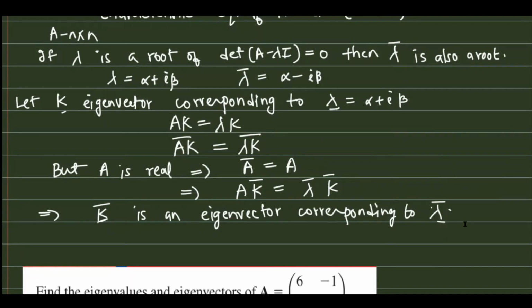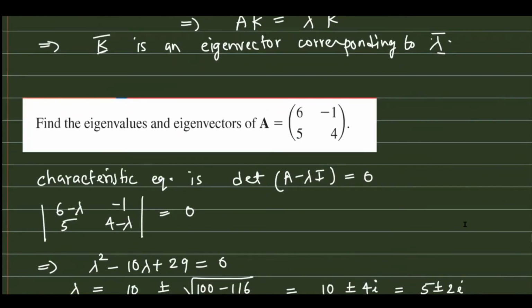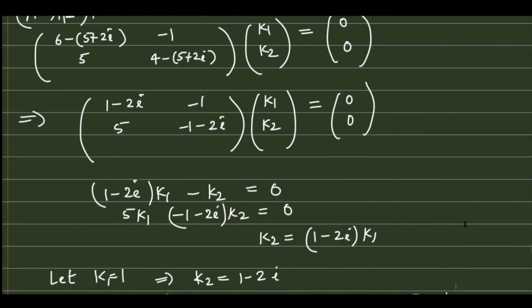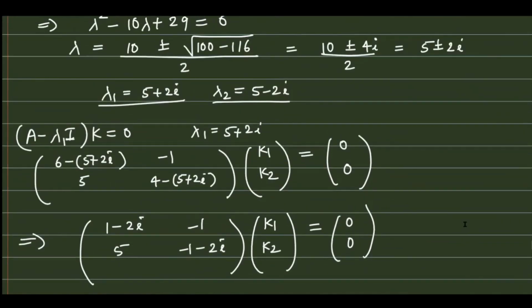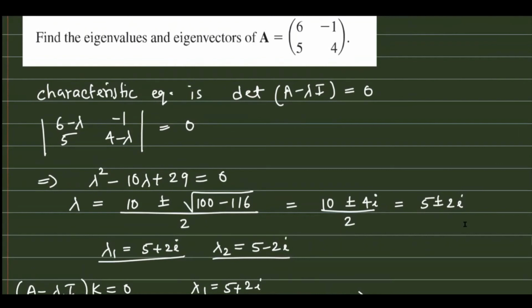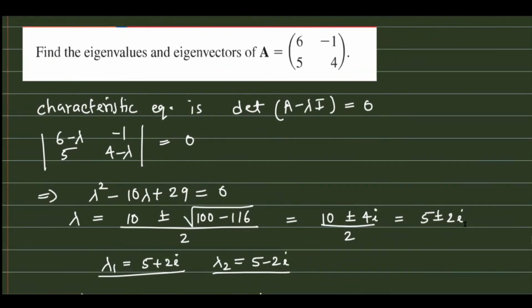So this we can see through a problem. Find the eigenvalues and eigenvectors of A equal to 6, minus 1, 5, 4.